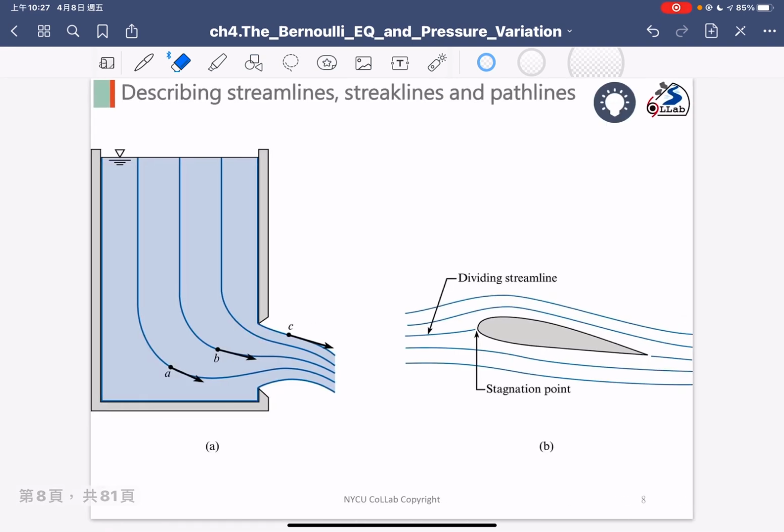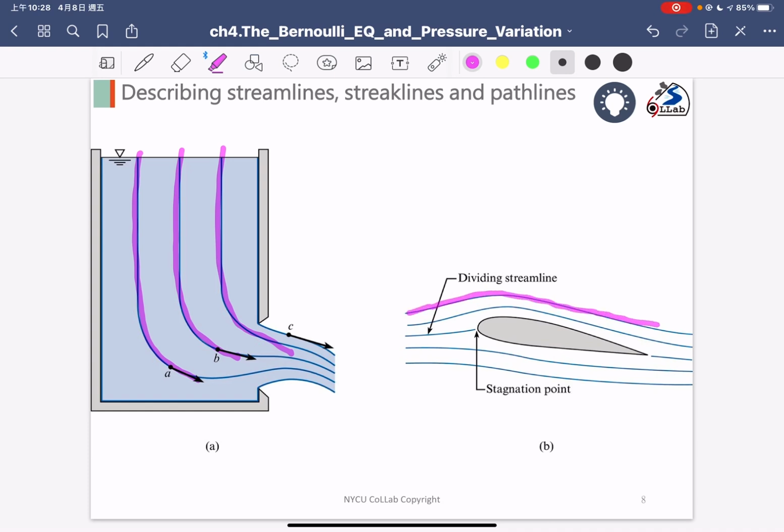Okay, so this figure describes what the stream lines are. The blue lines showing here are the stream lines. And on the right-hand side, the blue curves are also the stream lines.